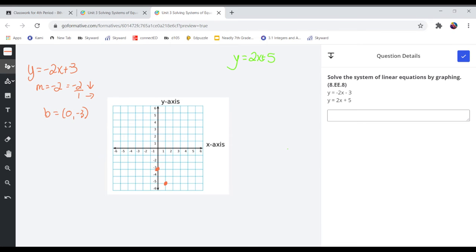Well, I can't go anymore, so I'm going to go back to my y-intercept and go up 2 to the left 1. Up 2 to the left 1. All right, and then I'm going to draw a straight line through my points. And I'm going to extend my line in both directions.